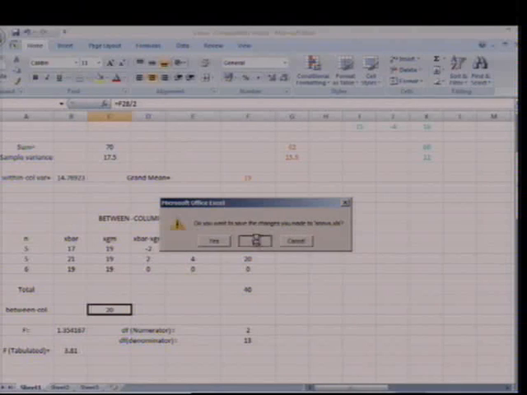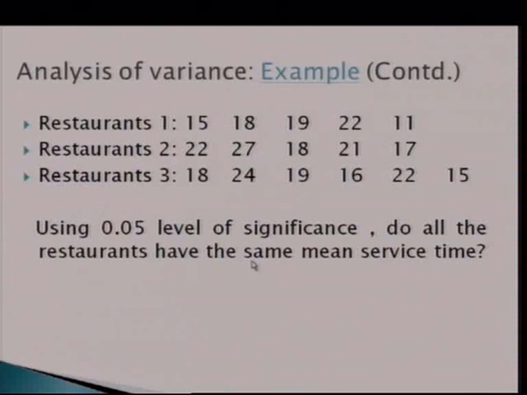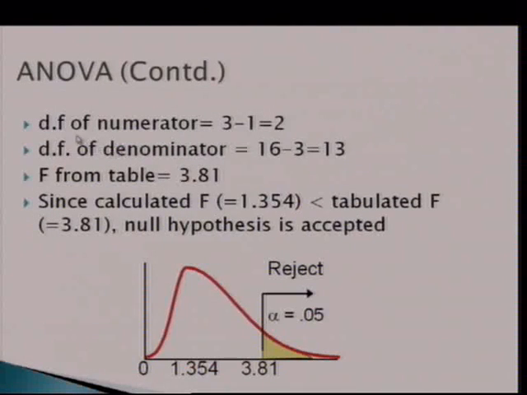Now next, we have calculated the degrees of freedom of the numerator as 2 and the degrees of freedom of the denominator as 13. Now F from the table is 3.81. We have calculated F as 1.354, which is less than the tabulated F of 3.81.